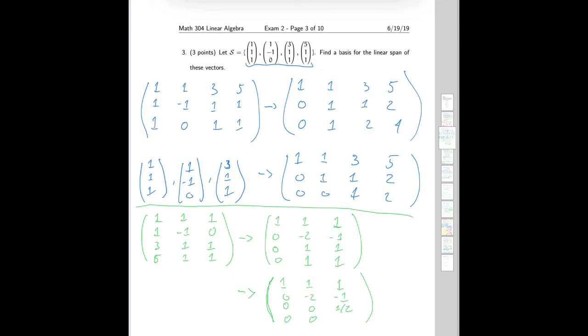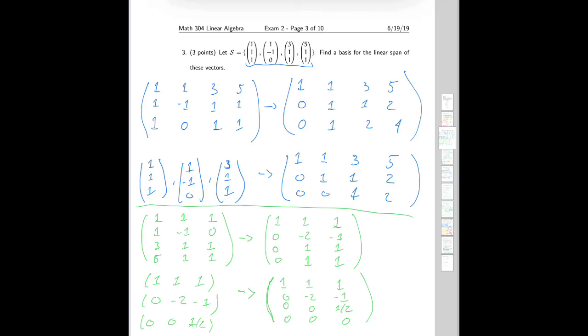Okay, and now I'm going to subtract row 3 from row 4. And so now this is going to be 0. Okay, so a basis for the row space of this matrix is 1, 1, 1, 0, minus 2, minus 1. Of course, you can multiply that by minus 1 if you wanted to. And then 0, 0, 1/2. Okay, so that's the basis for the row space of this matrix.